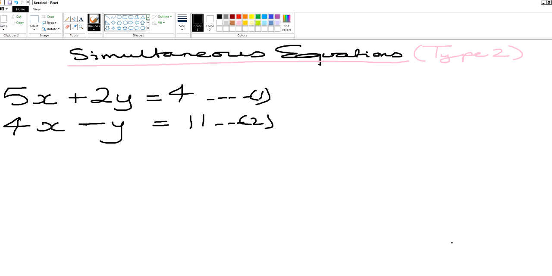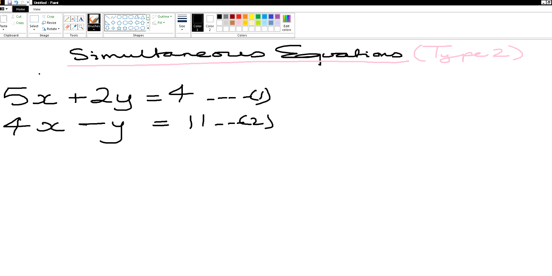Okay. Right, Bismillah. Okay, folks, we're looking now at simultaneous equations type 2. I call this type 2 because in this particular one we have to do one extra bit of work, but nothing major. So now let's have a look.